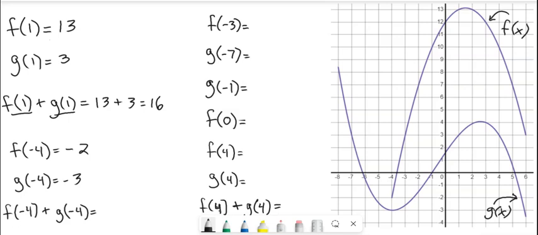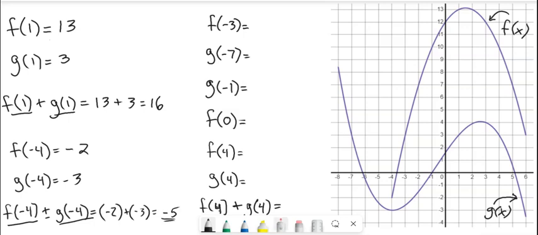Now this says, what is f of negative 4 plus g of negative 4? Well, f of negative 4 is negative 2, plus g of negative 4, which is negative 3. Negative 2 plus negative 3 is negative 5. And so that's f of negative 4 plus g of negative 4.